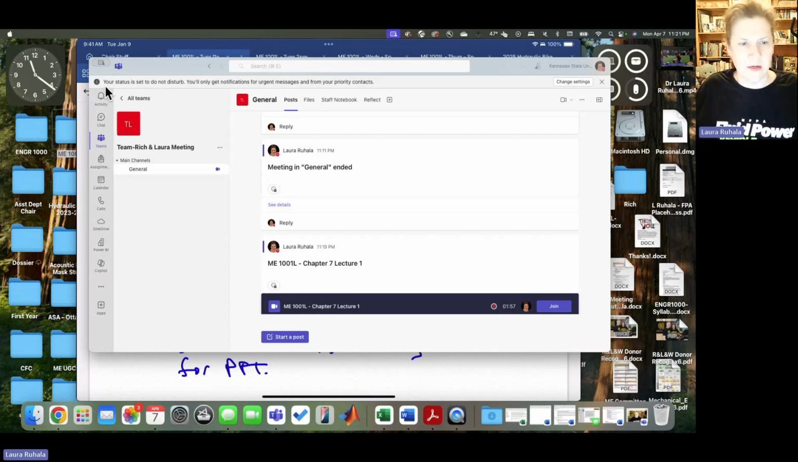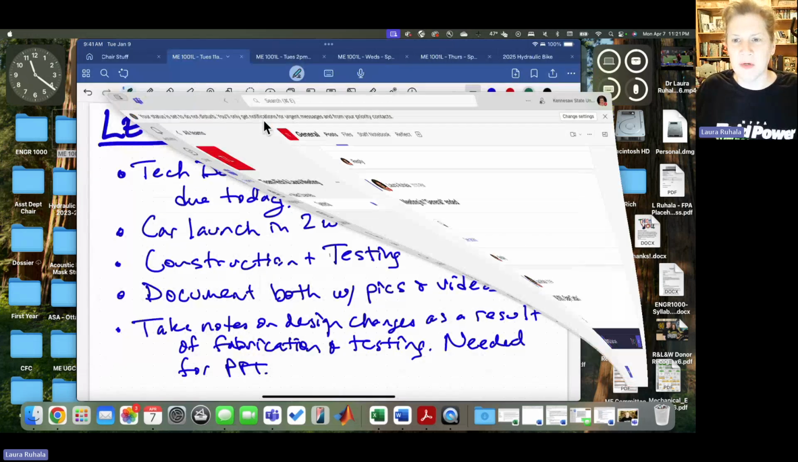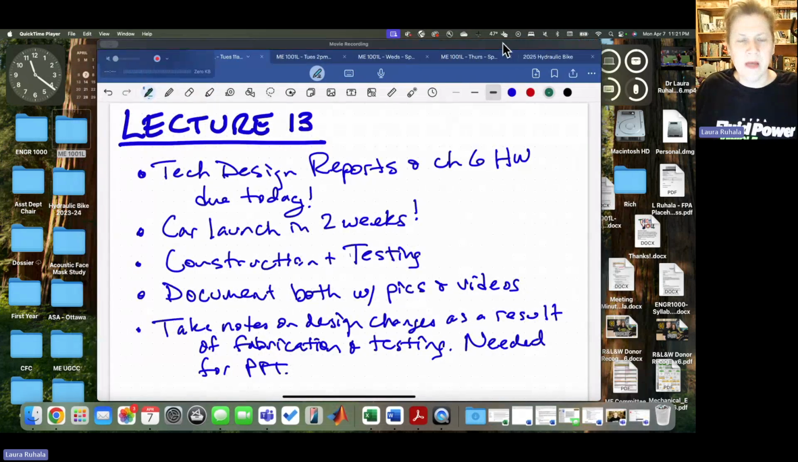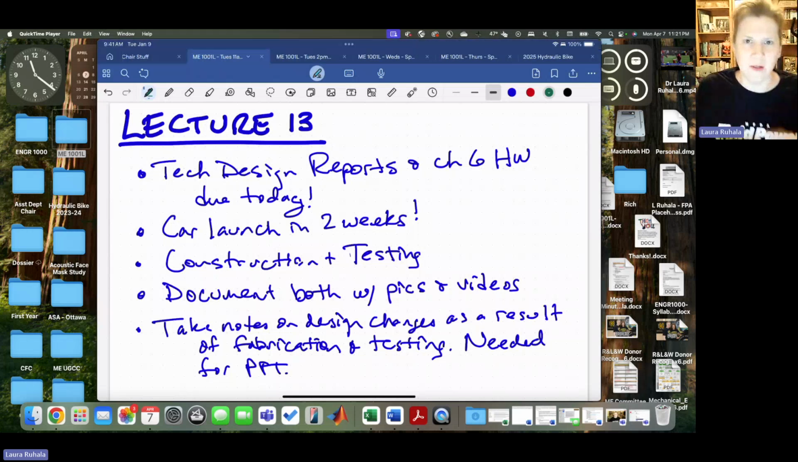So I should be sharing my screen. Okay, so this is lecture 13, and if it's not lecture 13 or we're not doing the same project in the subsequent semester, please ignore this part. But if you're doing the car launch, today the technical design reports and Chapter 6 homework are due. The car launch is in 2 weeks, or whatever competition we're doing, it's in 2 weeks.